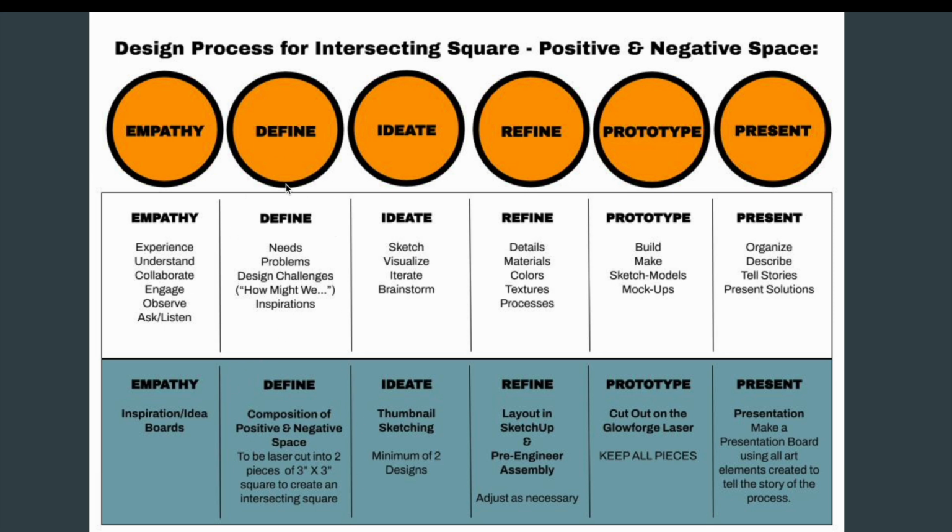Then the definition of the project, which I'm defining for you, is to create a composition of positive and negative space to be laser cut into 2 pieces of 3-inch by 3-inch square to create an intersecting square. In other words, a 3D cube. Next, we're going to ideate and I want you to draw at least 3 different designs, and you'll see that in the assignment.